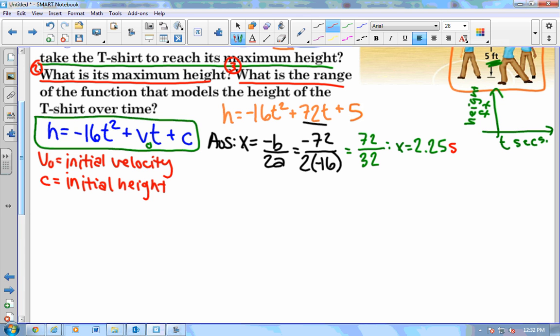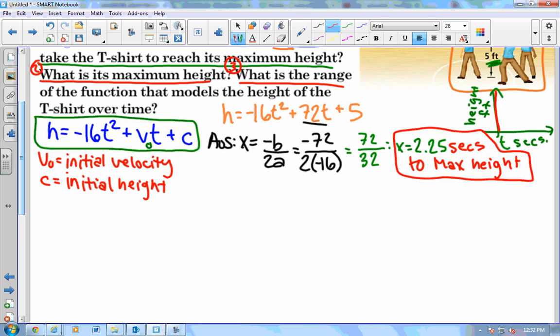This is seconds to the vertex, which is the maximum height. So when you get that axis of symmetry, and you're launching something, it's going to be a maximum. It's going to tell you how many seconds it takes to get to the maximum height. So we've answered one of the questions. Now it asks, what is the maximum height? And height is the y-axis.